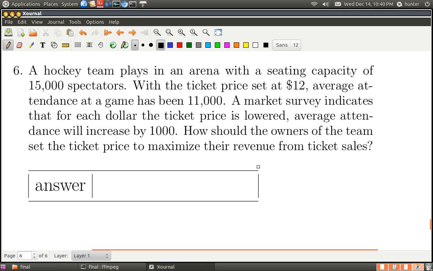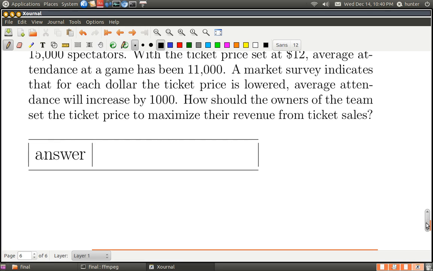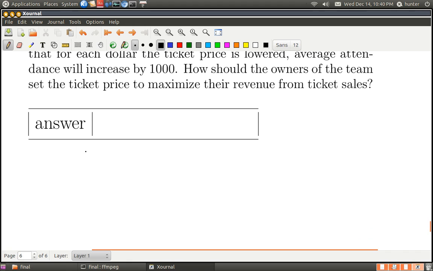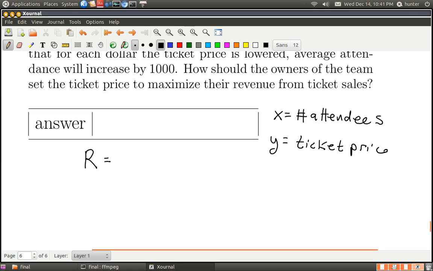Alright, so we just need to set up a function to maximize. Obviously, it's going to be the revenue function. So how can I describe the revenue? Well, let's let x equal the number of people attending, so attendees. And let's let y equal the ticket price. Okay, so price per ticket. So then you can see the revenue for a game is just going to be x times y.